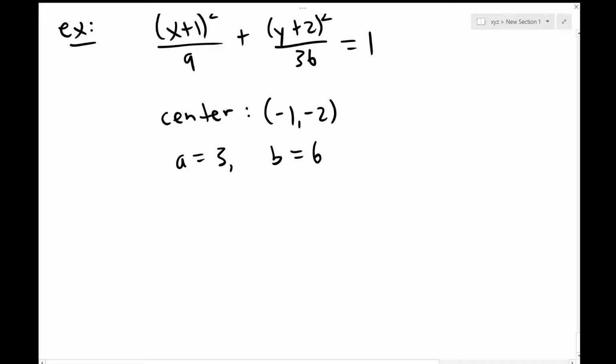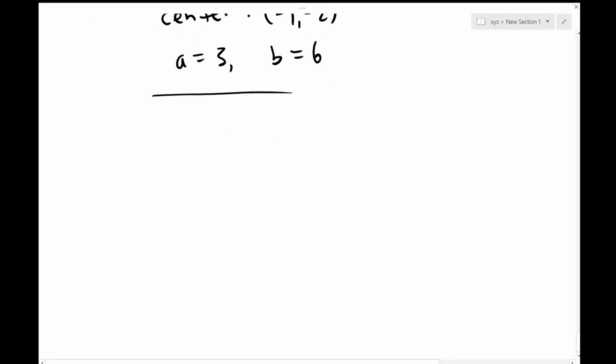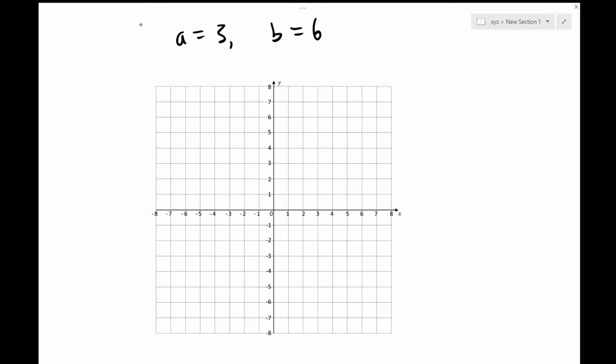So we'll go ahead and take a look at our graph. So again, center at -1, -2. A we said was 3, so we're going to the right 3 and to the left 3. B is 6, so we're going to go up 6 units and down 6 units. Okay, so connecting these 4 points, we'll get the graph of our ellipse. So it should look something like this.